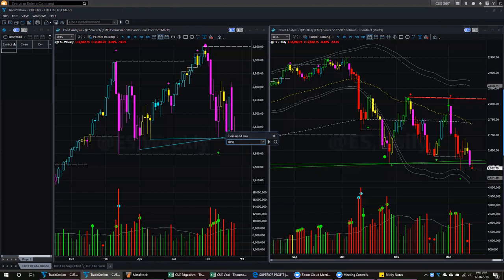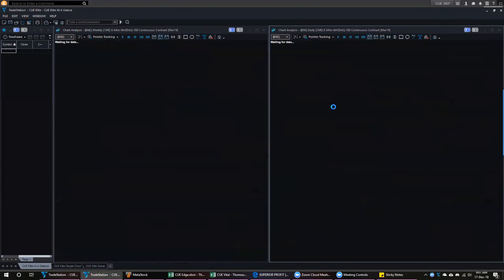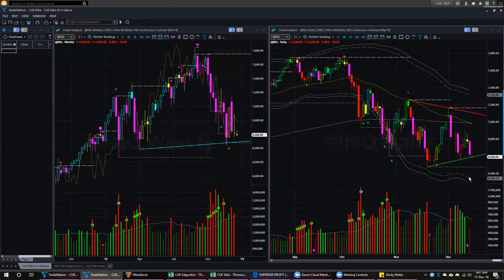NASDAQ futures, NQ. Again, the candle shape so far is bearish. S&P 500 had gone below memory support. NQ has not gone below memory support yet. It was the stronger of the two, so it is expected to take longer for NQ to go below memory support. What about Dow Jones?